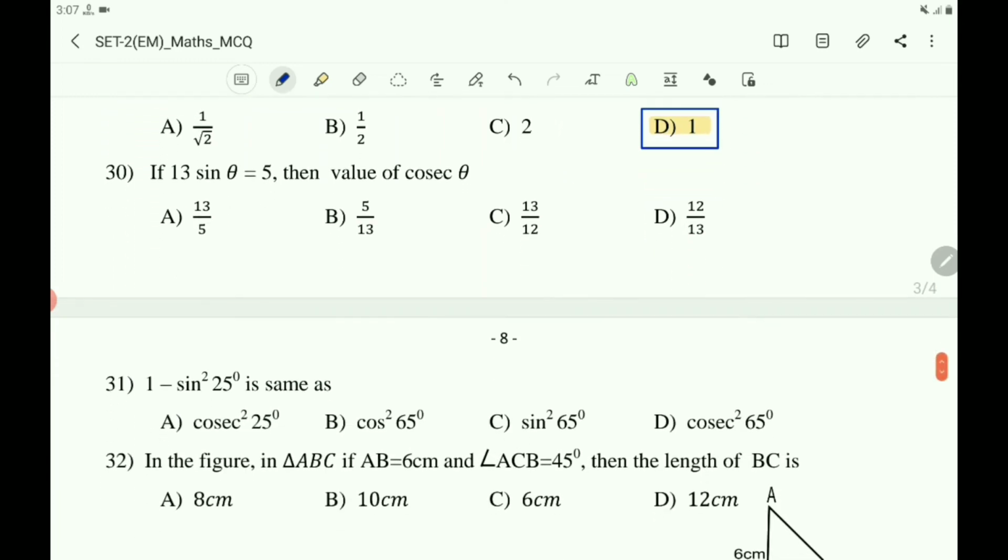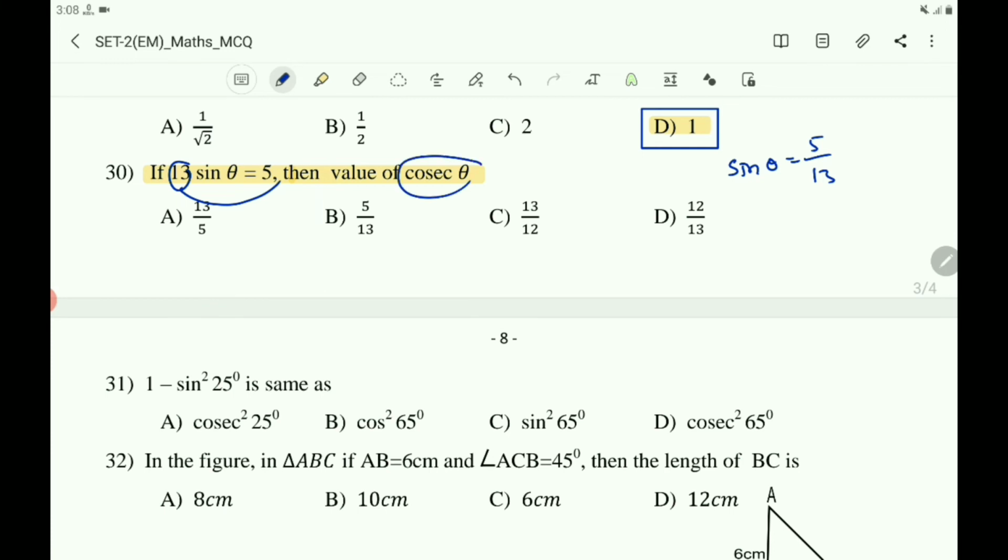Next you take question number 30. If 13 sin theta equals 5, then the value of cosec theta is. So it is very simple. First you take this 13 to the RHS. That becomes sin theta equals 5 by 13. By transferring this 13 to the RHS, it becomes 5 by 13.